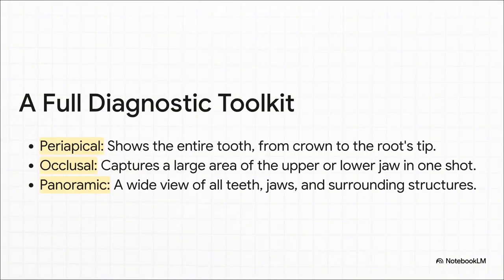So, some other tools in their kit are the periapical X-ray, which shows the entire tooth from the crown all the way down to the tip of the root. That's perfect for spotting something like an abscess. Then there's the occlusal view, for seeing a big section of your jaw. And of course, the panoramic, which gives that incredible wide view of every single tooth, your jaws, and your joints all in one shot.